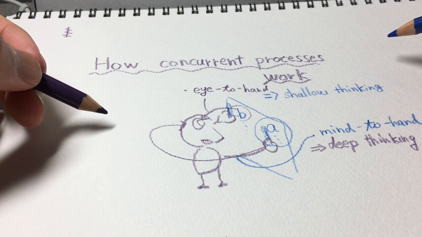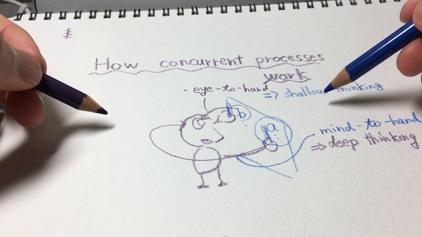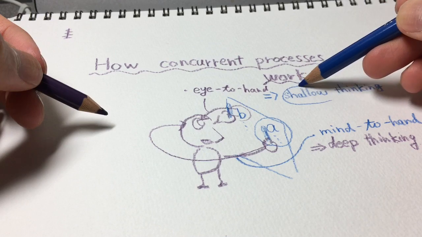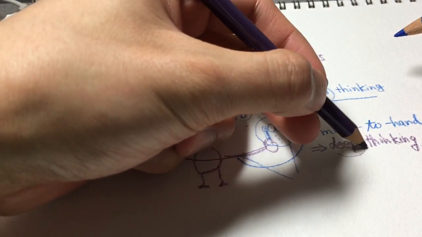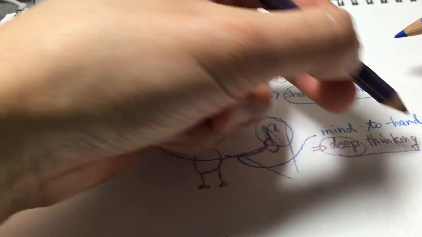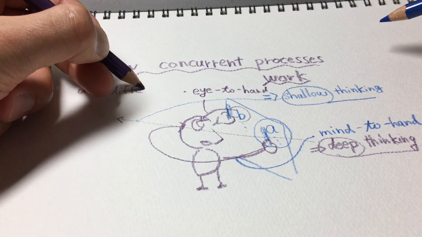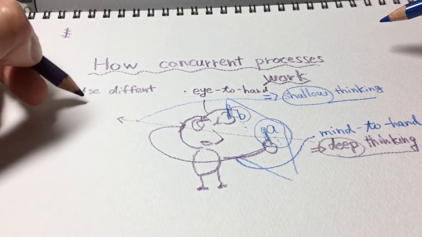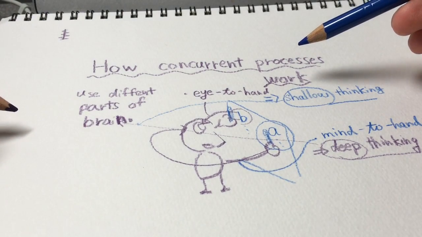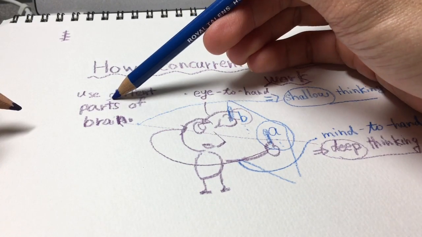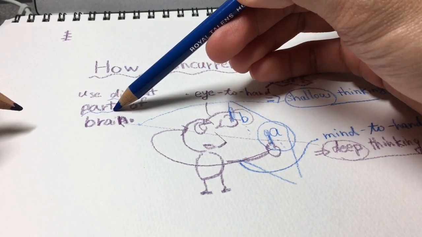Now, the difference between shallow and deep thinking is difficult to grasp. But the point is, even when I am writing similar sentences, I am using different parts of the brain to perform concurrent processes.